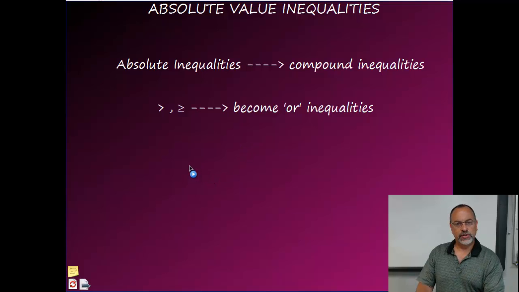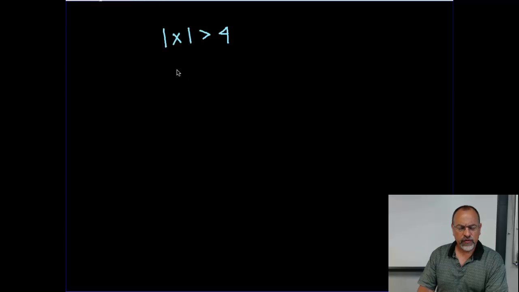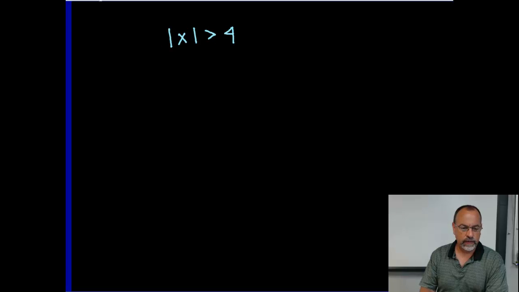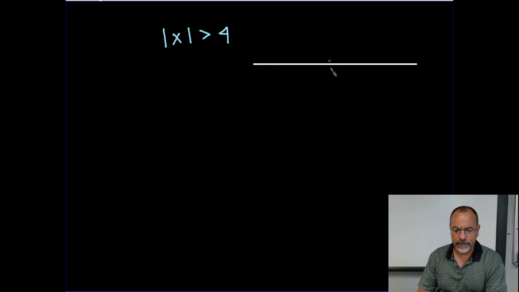If you have an absolute value that's greater than, or greater than or equal to, and you create the two inequalities, you're actually going to end up with an or type inequality and an or type answer. Let me show you why. If we have this expression, the absolute value of x is greater than 4, remember absolute value means distance from 0. So if I was to put this on a number line just to get a graphical picture of it, here's 0, here's 4.